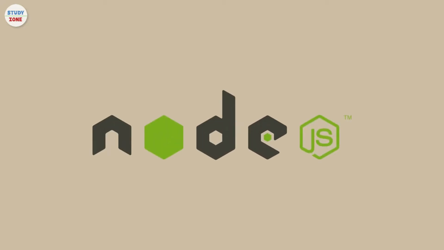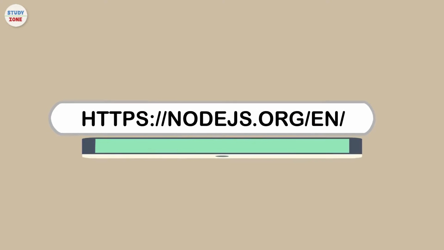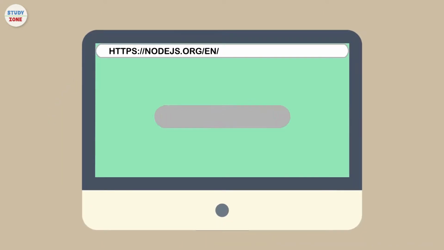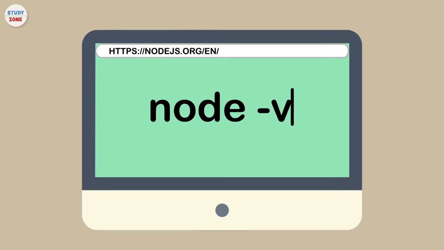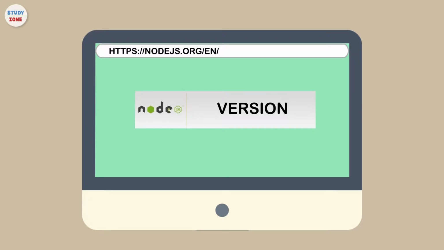Make sure you have Node.js installed on your machine. If not, visit nodejs.org, download the package for your machine and install it. Once installed, run the command node -v to check if this has been installed successfully or not. It should return the node version installed on your machine. I am using version 8.9.2 for this tutorial.